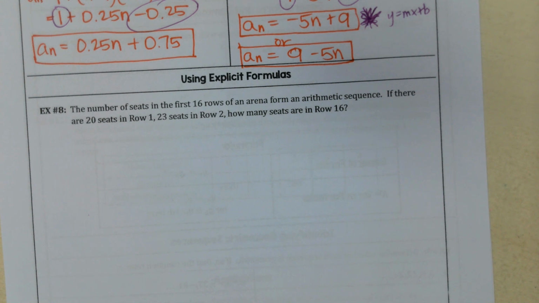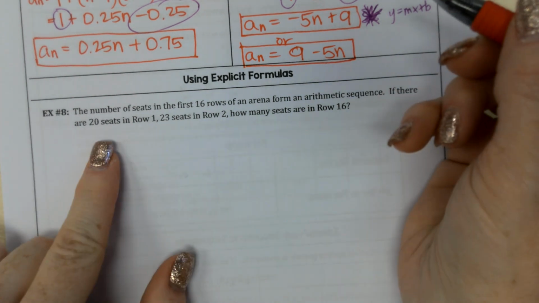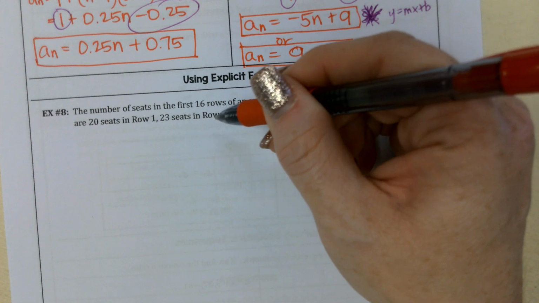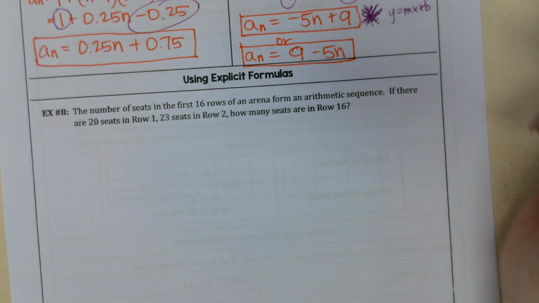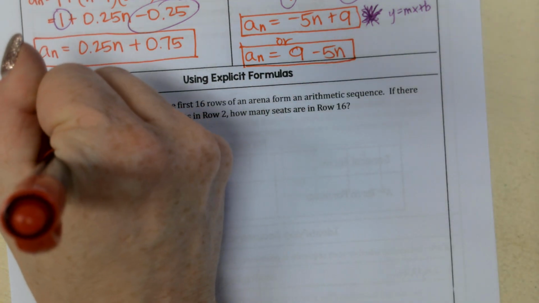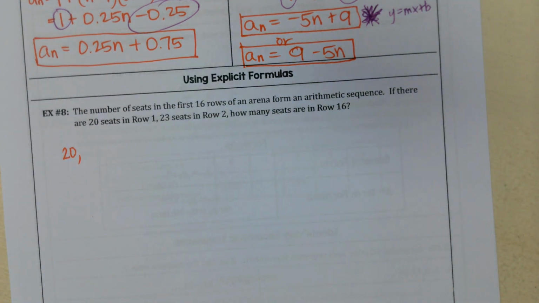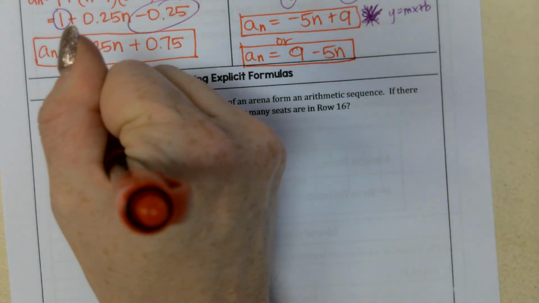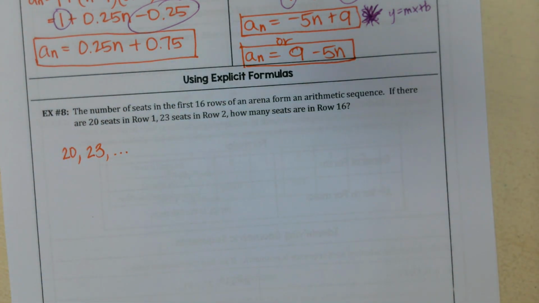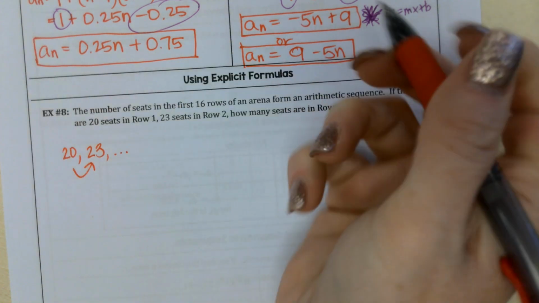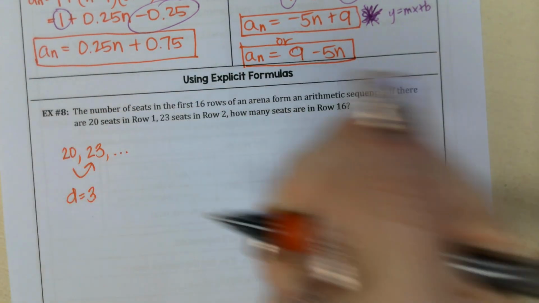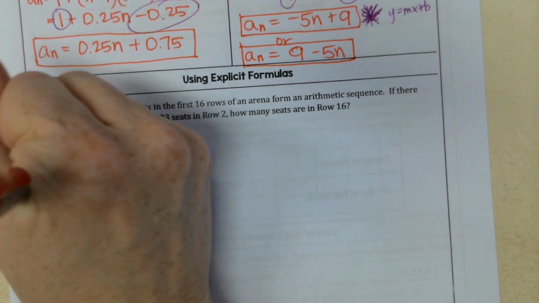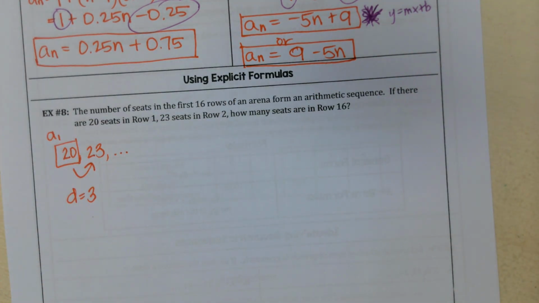It says the number of seats in the first 16 rows of an arena form an arithmetic sequence. If there are 20 seats in row 1 and 23 seats in row 2, how many seats are going to be in row 16? All right, real quick. In row 1, there's 20 seats. In row 2, there's 23 seats. And then that pattern continues. Okay? What is it increasing by? 3. That's my common difference. And this right here is my a1 term.